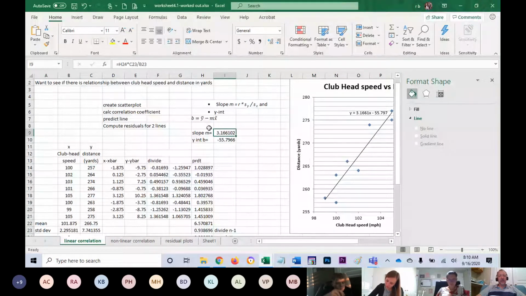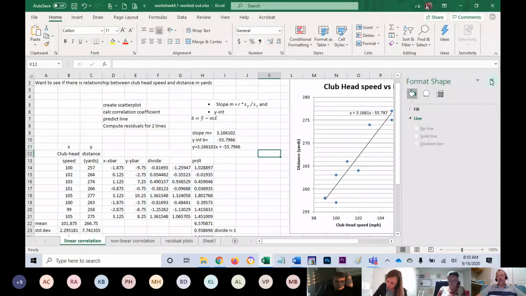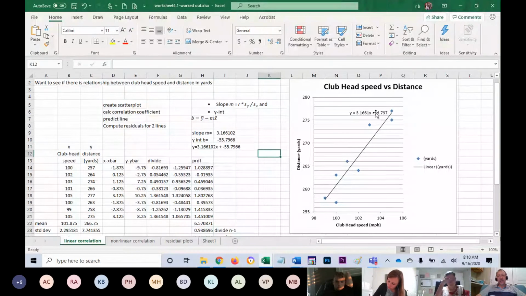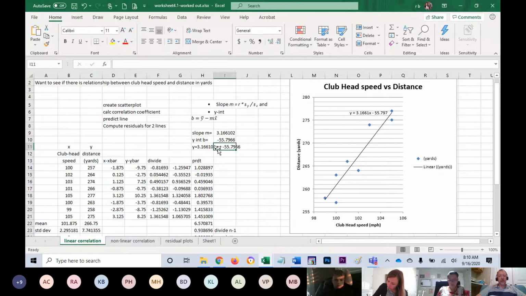Okay. So 3.1661 and minus 55.797. As we're writing this down, y equals 3.166102, if I'm using all my decimals, x, and then I need to add my negative 55.7966. As you can see, there is a way in Excel, but you can't use Excel on the test. I was trying to avoid that, but I knew my answer looked wrong and I couldn't figure out why. But yeah, that's the same equation that they got there.